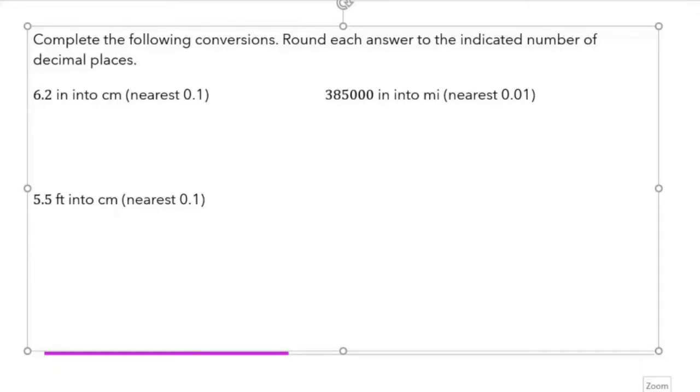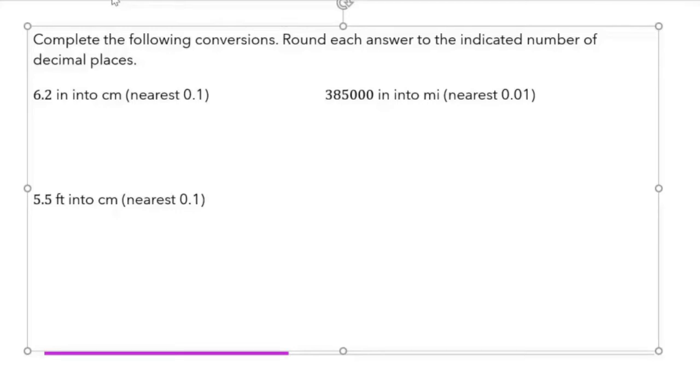Here we're asked to convert 6.2 inches into centimeters. Additionally, we're asked to round just the final answer. We're always only going to round the final answer to the nearest tenth, or the nearest 0.1, the first decimal place. What we're being asked to do here is to refer to the formula sheet. We will always be given a set of equalities. In this case, you're welcome to use the formula sheet that's posted on Brightspace.